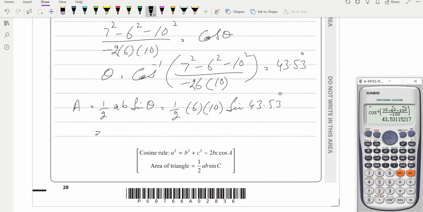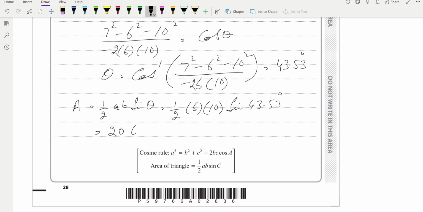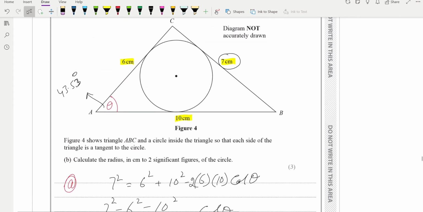So this will be this angle. I'm keeping this, so sine of this angle, so we can use 1 over 2 multiply by 6 multiply by 10 into sine of answer, and this will be equal to 20.66. So 20.66, this implies 20.7 centimeter square. This will be the area. So this A part is done.